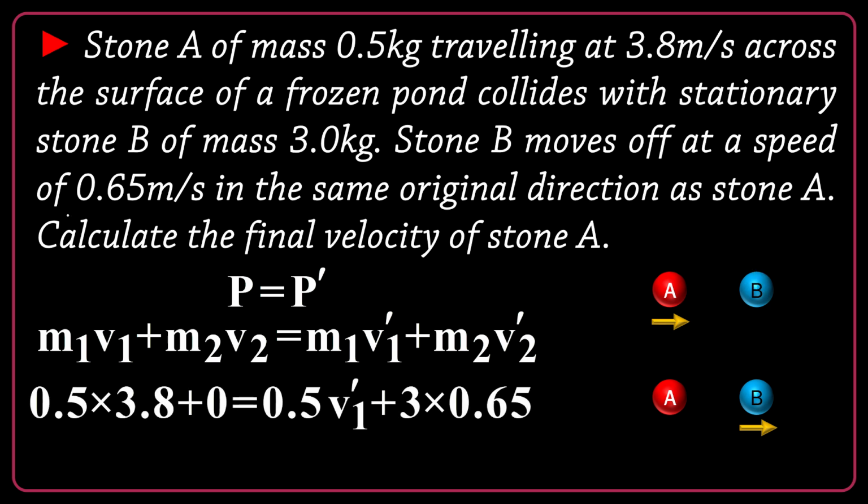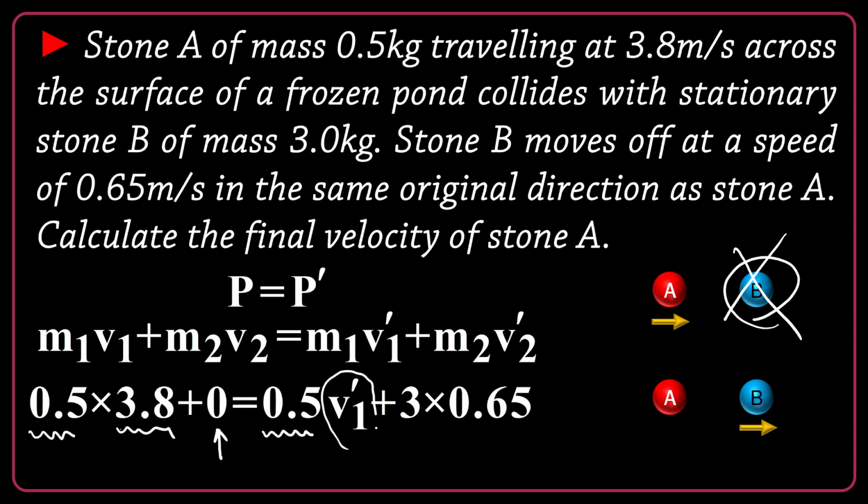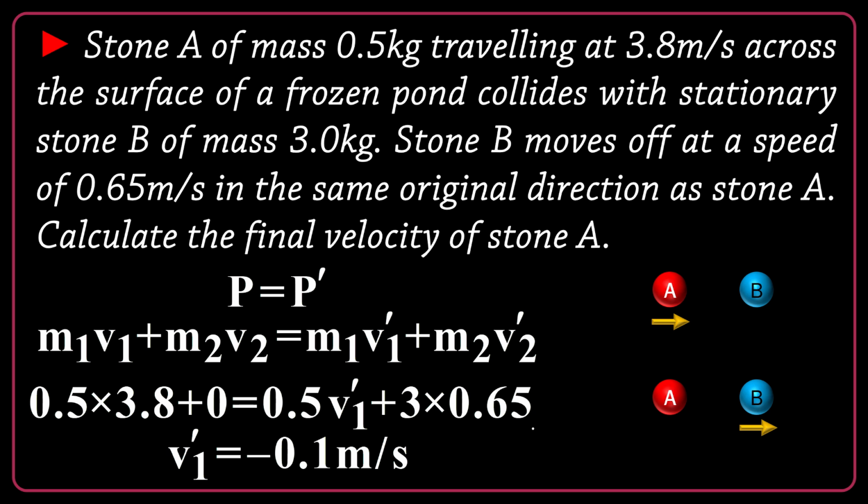So let's plug in the values. As I told you, this is 0 because object B is initially at rest. Here I have the mass of object A times the velocity, 3.8. Here I have the mass of object A, and I'm looking for v prime 1. 3 is the mass of object B, and this is the final velocity of object B rightward, so it's positive. Then I can solve this equation and find v prime 1 to be negative 0.1 meter per second. The negative sign means that object A is moving leftward.